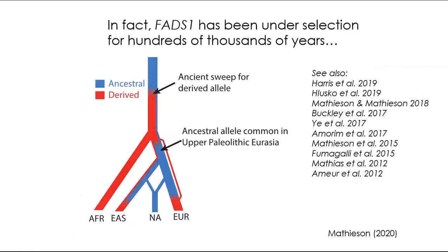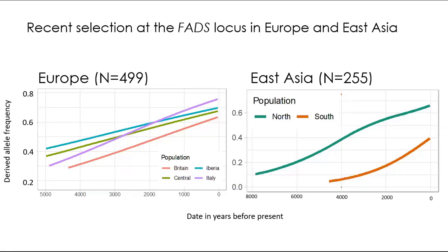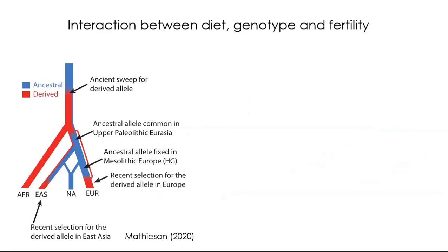And then, of course, you actually see a switch back here just after the Out of Africa event. And then, of course, in more recent times, after the development of agriculture, independently in both East Asia and Europe, we see selection for the increased frequency. So that's this nice part.